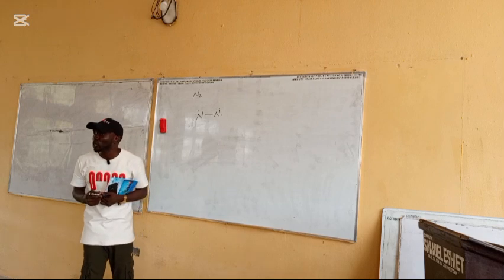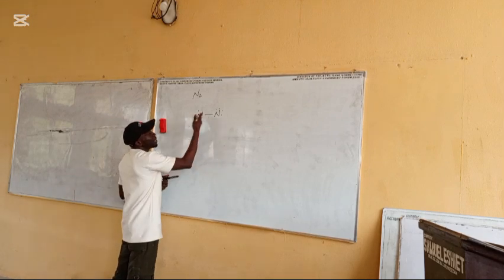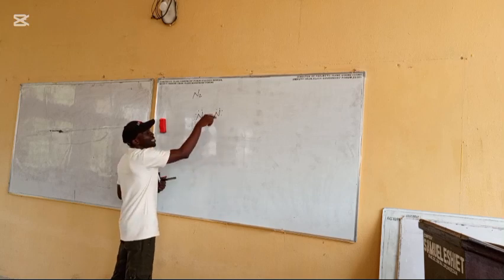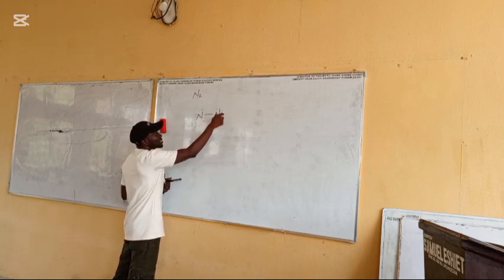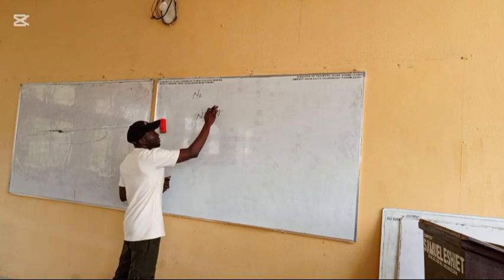After doing that, what else will I do? I will now make sure that each of them attains an octet, because they've not attained octet. This is 2, 4, 6. 2, 4, 6. So I will initiate a double bond here first.